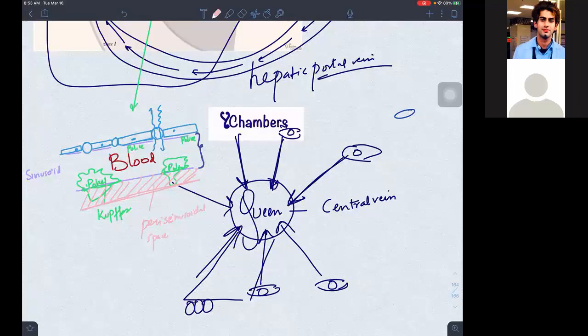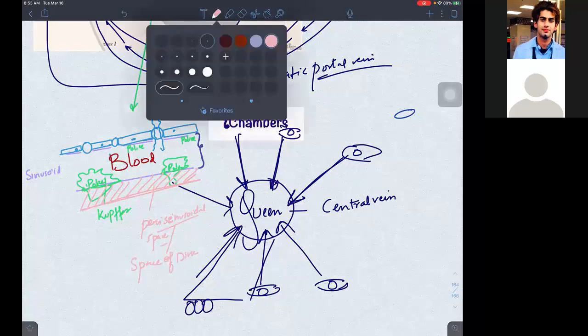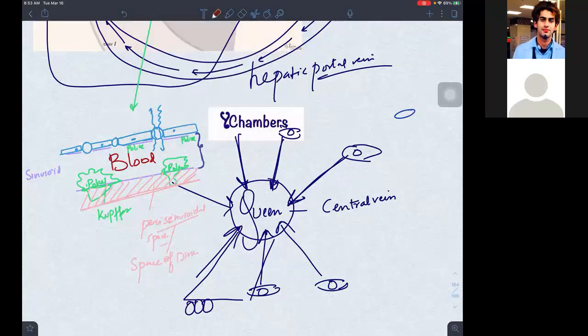Perisinusoidal space, or this is also called space of Disse, very nicely written in Guyton, Ganong, and every very nice standard textbook. This perisinusoidal space of Disse also has another cell, known as the hepatic stellate cell of Ito. Hepatic stellate Ito cell.